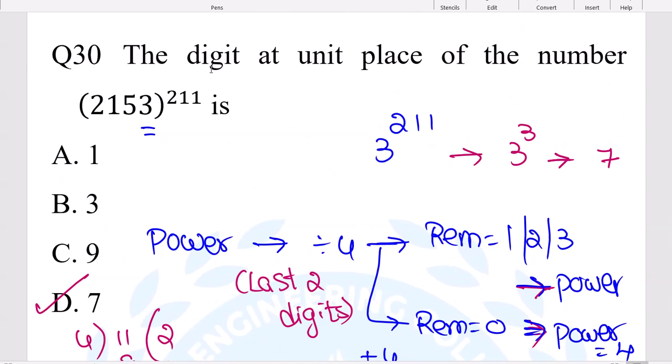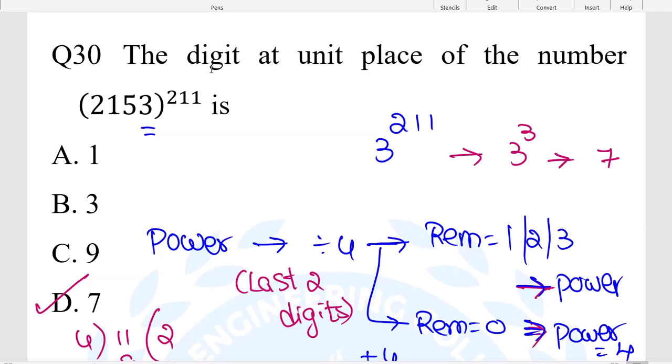Clear? Are you getting the idea? Divide power with 4. If it is a 5-digit number in the power, take the last 2 digits, that is sufficient. Some people will come and say, sir, I have power only single digit. Take the single digit directly. Sir, you said 2 digits. If it is a bigger one, take 2 digits. If it is single digit, take it directly.